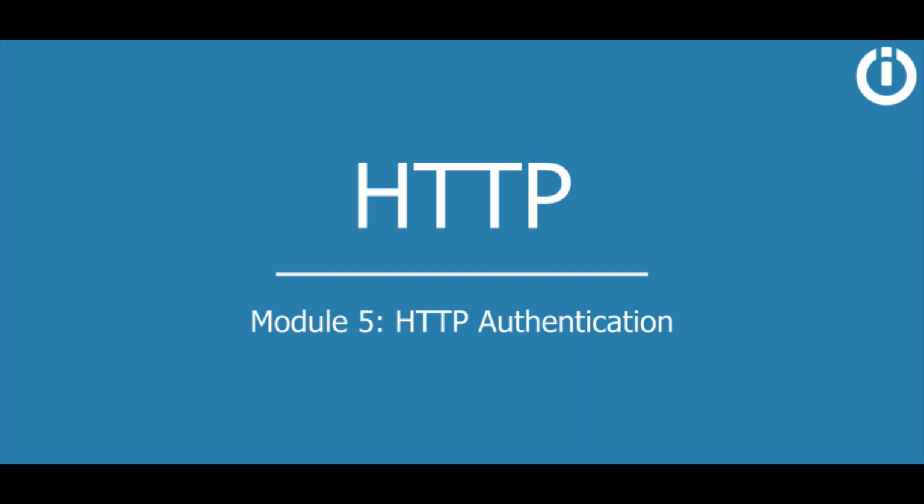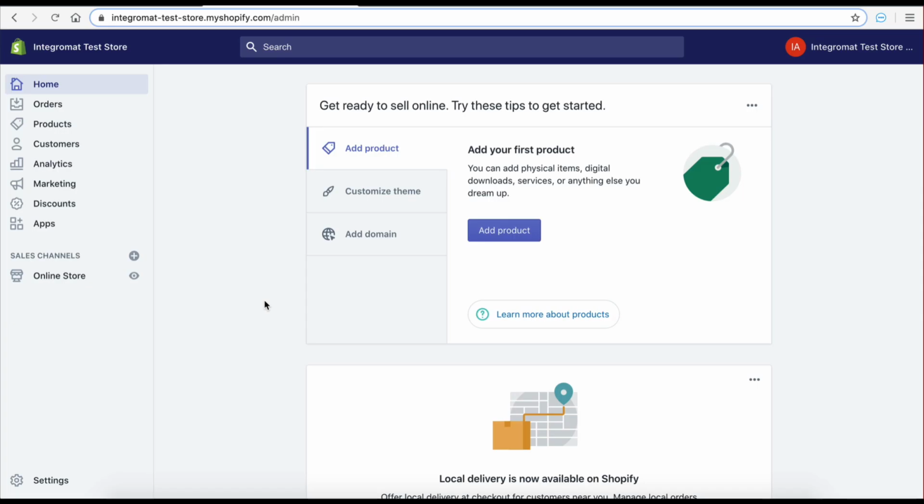In the previous lesson, you have learned how to make an HTTP post request to a fairly complex API. In this lesson, you will learn how to perform authentication with API requests that require it. For this demonstration, let's use the Shopify API as an example.